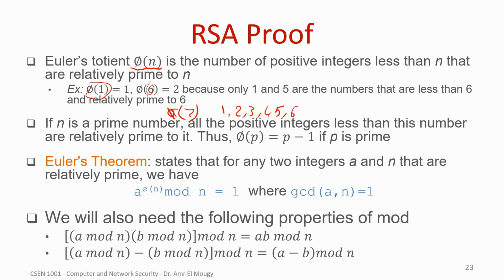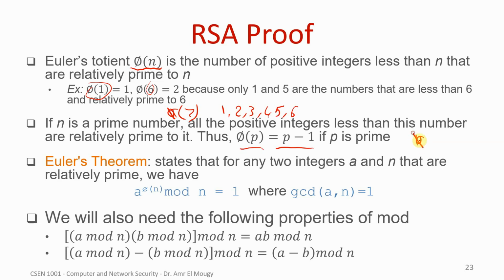All the numbers less than 7 are relatively prime to 7 because 7 is a prime number. For all prime numbers, all the numbers less than this prime number are relatively prime to it. And so we can say easily that phi of p is equal to p minus 1 if p is prime. So for all prime numbers, phi of p is equal to p minus 1. And this now leads us to phi of n.